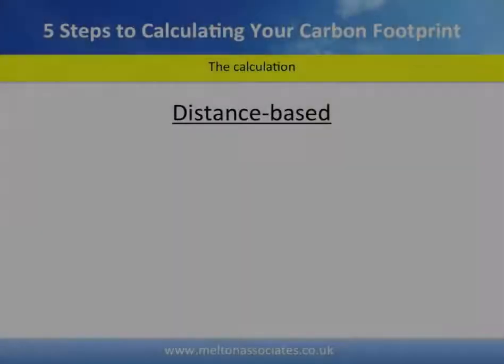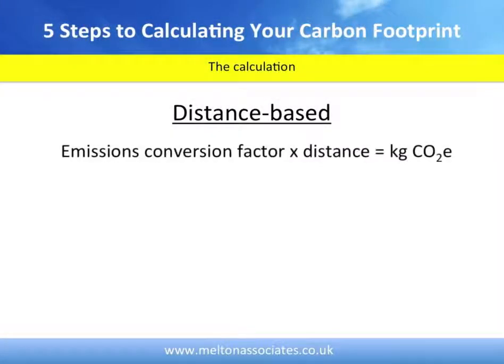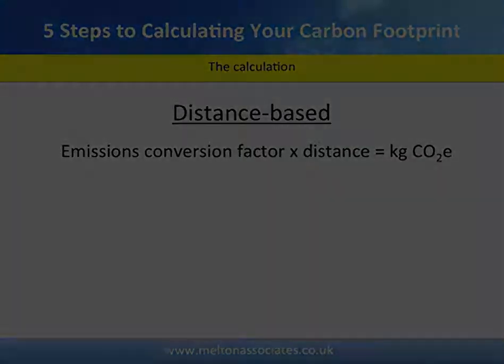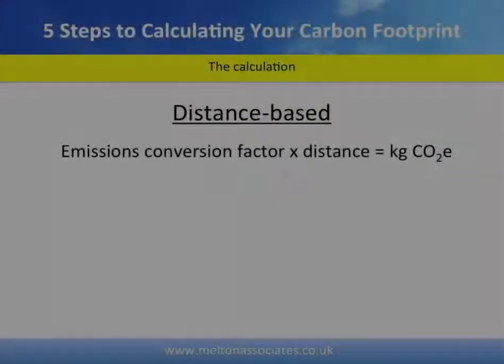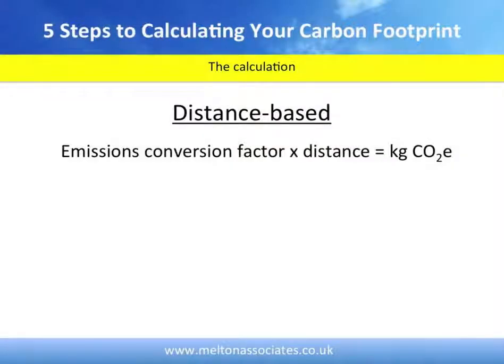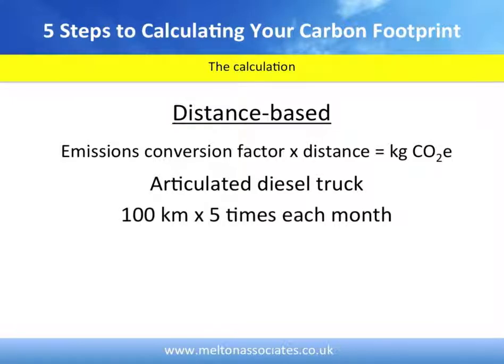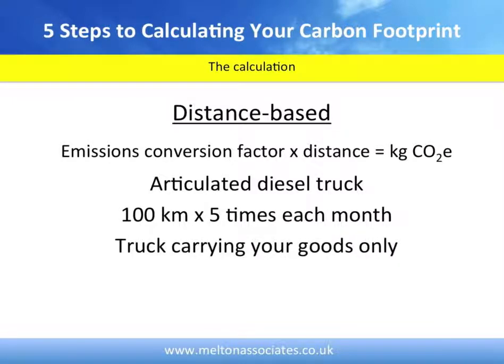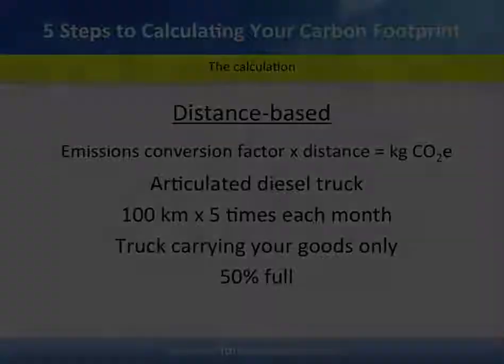So the calculation is as follows. The emission conversion factor, which you get from the DEC/DEFRA tables discussed in step 3, is multiplied by the total known or estimated shortest feasible distance the truck must have travelled from where it picked up the freight to the point of delivery. Therefore, let's do an example using the following information. An articulated diesel truck moving freight 100 kilometers 5 times each month. The truck is only carrying your goods and the truck is 50% full.